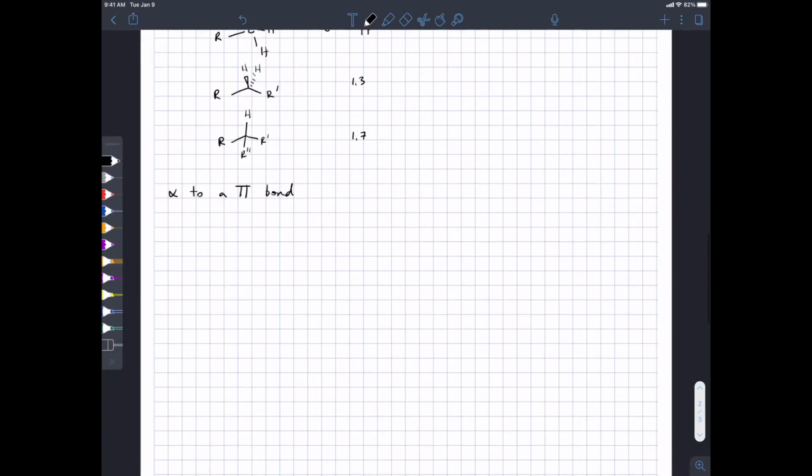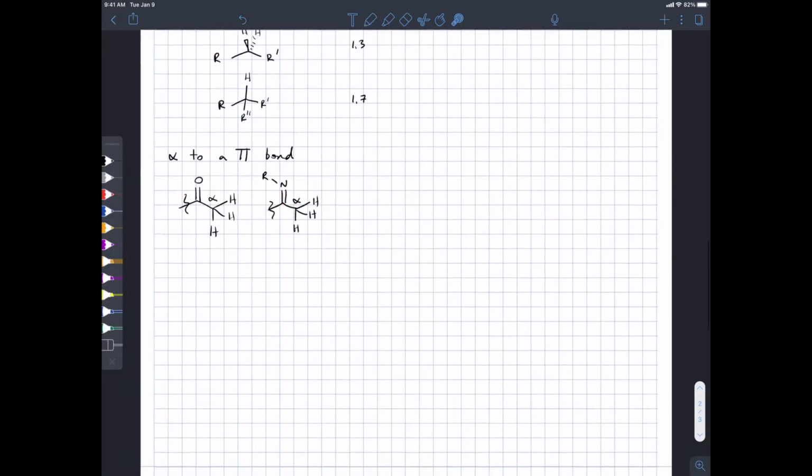So there are a lot of ways you could be alpha to a pi bond. As an example, here's a carbonyl. You could be at the alpha position relative to a carbonyl. Alternatively, there's another functional group you might not be aware of. You'll learn about it in 352. You don't have to memorize it or anything. It's called an imine, but there is a carbon-nitrogen pi bond, and if you're at the alpha position, you also tend to show up in this region of the spectrum, 1.5 to 2.5 ppm.